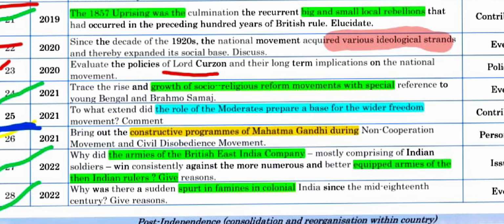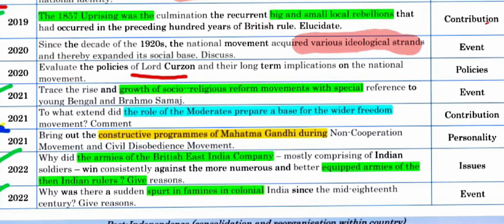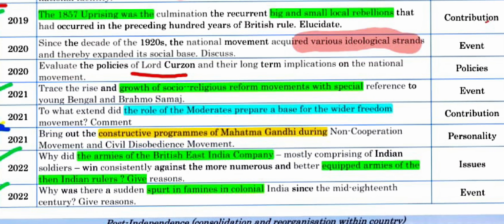So please note how in 2019 they are hinting that there were big and small local rebellions, and then in 2022 they're giving you the reason. So if you prepared in 2019 in depth, you could have answered a 2022 question as well. Okay, so this was an indirect linkage. Now let us look at some more.